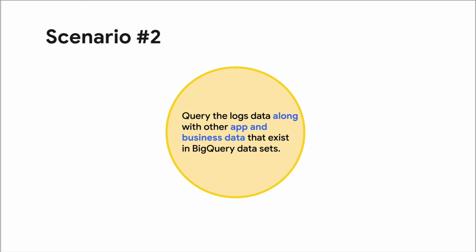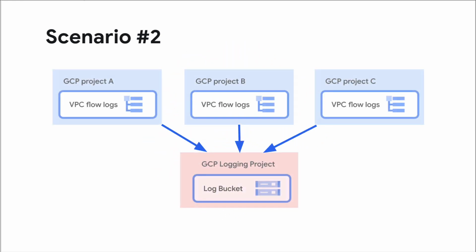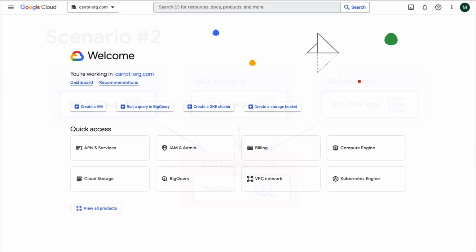Now, let's say you don't need your logs in cloud logging, but you still want to query the logs data along with other app and business data that only exists in BigQuery datasets. In that case, you directly send your logs to BigQuery. Let's now dive into a demo and create a logsync to route logs to BigQuery in Google Cloud Console.